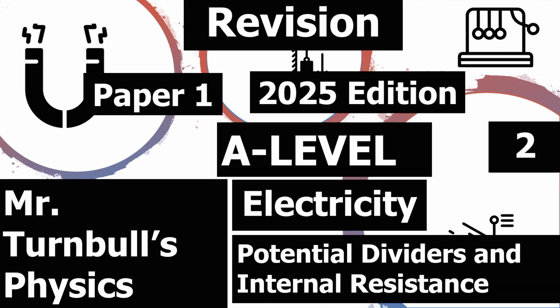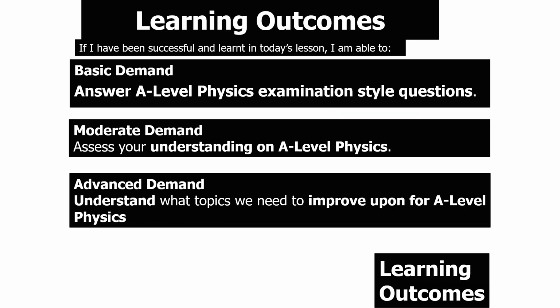Hello and welcome to this revision session for AQA A-Level Physics on Paper 1 in the topic of electricity, and we're going to be looking at potential dividers and internal resistance. So in today's revision session, if we've been successful and we've learned in this revision session, we should be able to answer A-Level Physics examination style questions, assess your understanding on A-Level Physics and understand what topics we need to improve upon for AQA A-Level Physics.